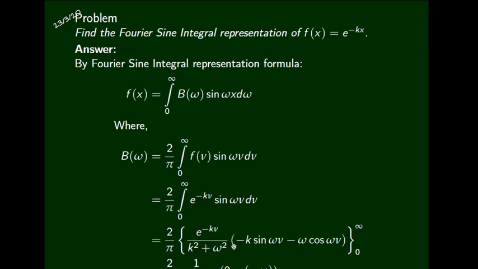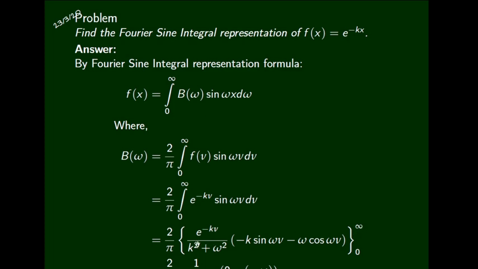Put a big bracket: minus k into sine omega nu as itself, plus omega into the integral of sine. The integral of sine is minus cos, that is why we have minus here. So omega into cos omega nu. The limit varies from 0 to infinity. We have to substitute the upper limit infinity for all the nu terms, here also we have nu, and here also.